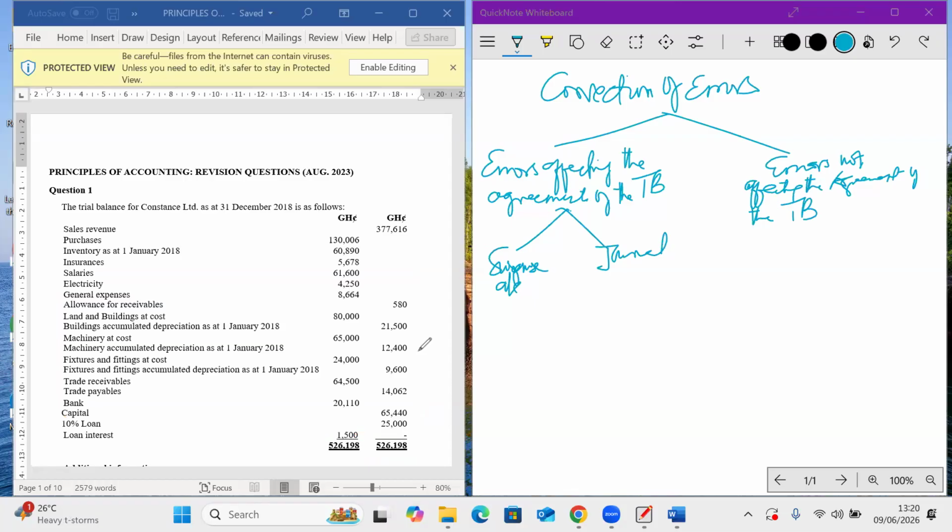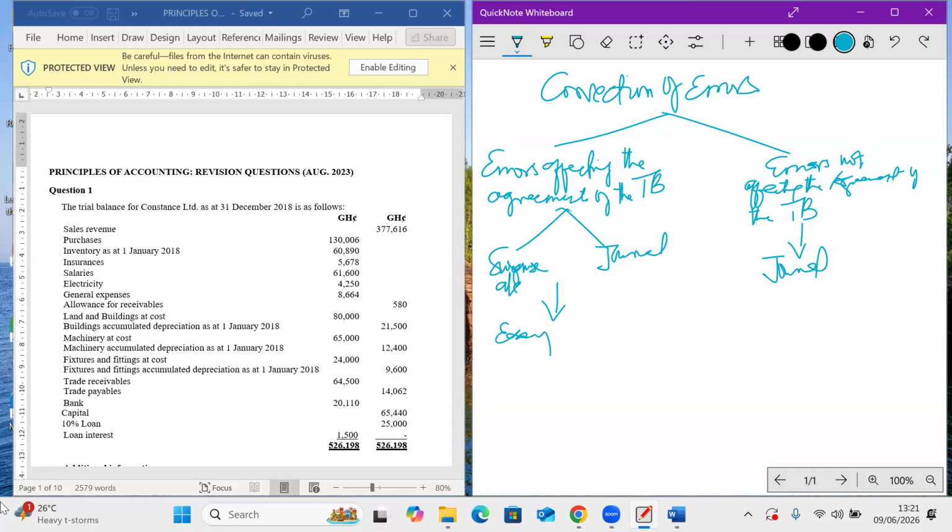So when the errors do not affect the agreement of the trial balance, we use only the journal. Do you get it? Hello, do you get it? Yes, sir.